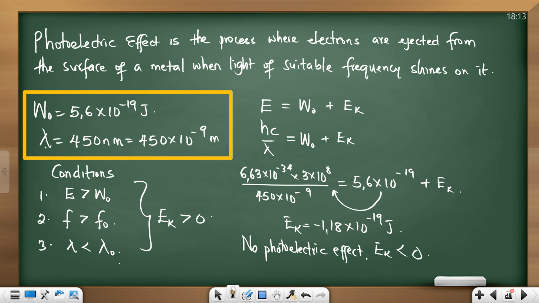If you are not sure of the numbers, decimals can be deceiving sometimes. You don't know which one is bigger. Just come this route. Once you get a negative kinetic energy, understand that what? There is no photoelectric effect. And we're done. This is 4 marks, 5 marks in the bag.